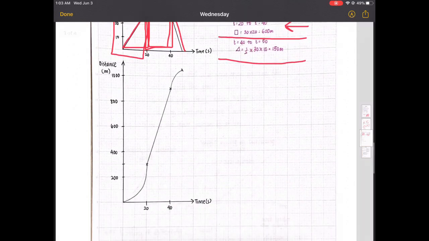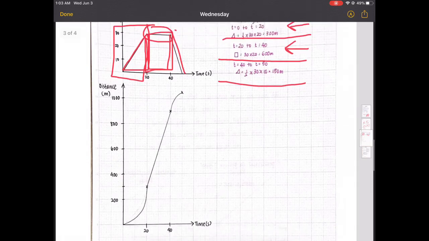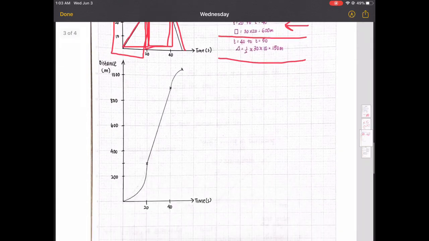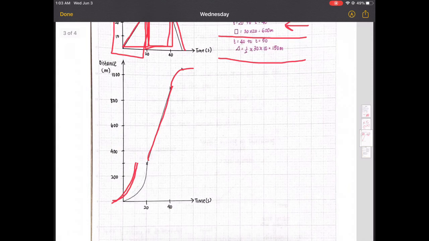So now we will translate that into the distance time graph. If you have an increasing speed, it will show an increasing gradient in the distance time graph. So here I have an increasing gradient curve because there's an increasing speed. And then for constant speed, you will have a straight slope. And lastly, for a decreasing speed, you will have a decreasing gradient. Okay, so the gradient is important when you are translating graphs.